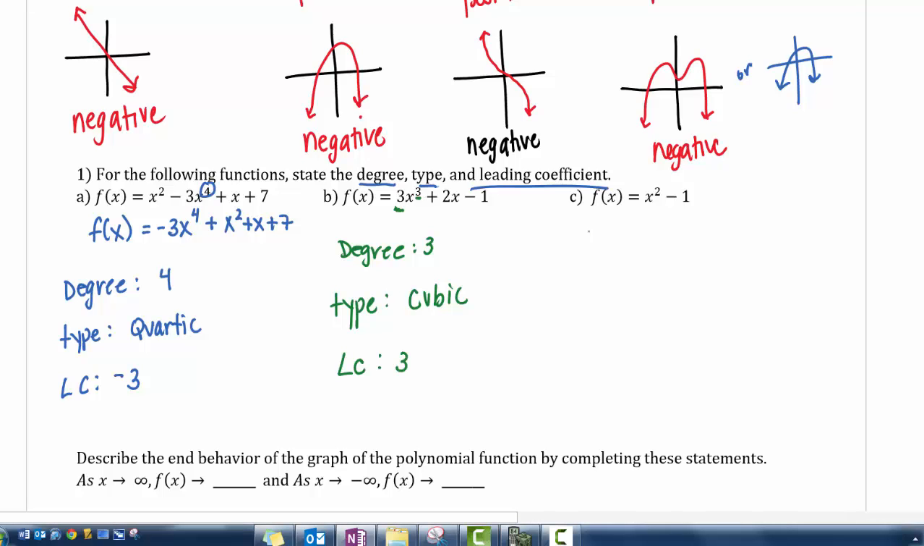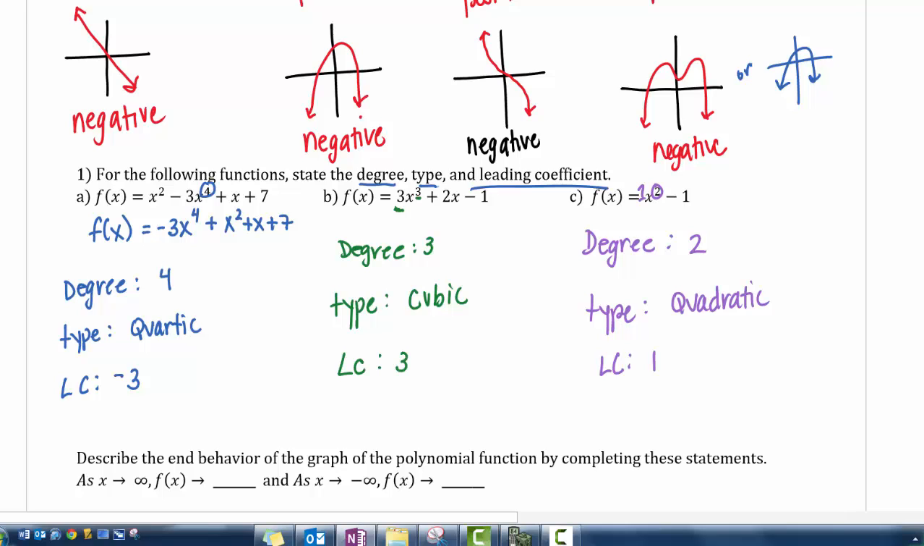And lastly, we have x squared minus 1. So the exponent is 2, which makes it a quadratic. And the leading coefficient, well, there's no number there because it's a 1, right? 1 times anything is itself. So that's how you identify the degree, the type, and the leading coefficient.